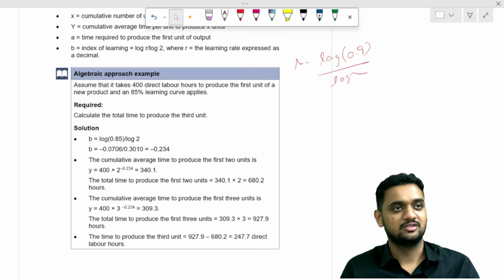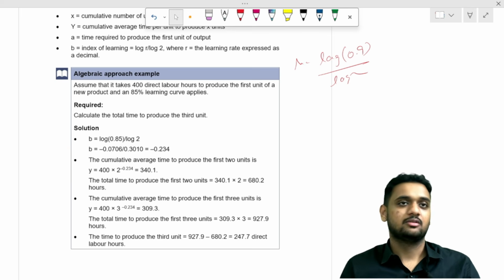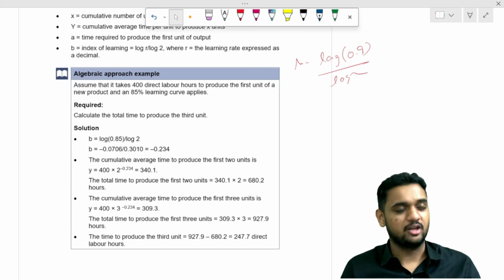You told 4 words. Tell one. 309.3 into 3. What is 309.3 in the first place? Cumulative average time per unit. Okay, when you produce 3 units, 309.3 into 3, if you put, what you will get? 927.9. What is that?